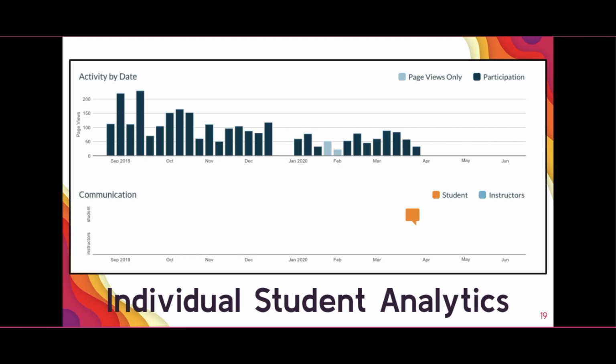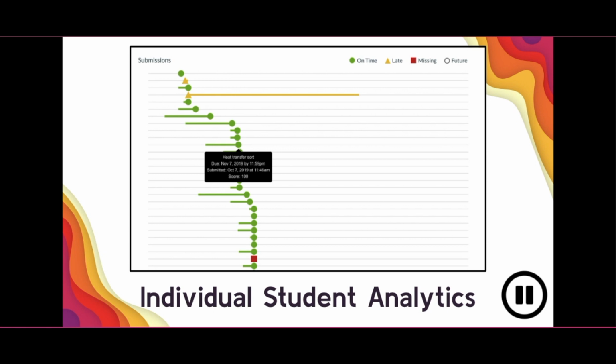Inside of the individual student analytics report, you can see a few things. First, activity by date. If you put your cursor over the bars on the graph, you are able to see student participation and page views by a range of a week. Second, you can see communication between the instructor and student. Lastly, submissions. If you put your cursor over the different points of the graph, you are able to see the assignment or quiz name, due date, submitted date, and score. I especially like this report because it provides you with a pattern of the student's work over time.